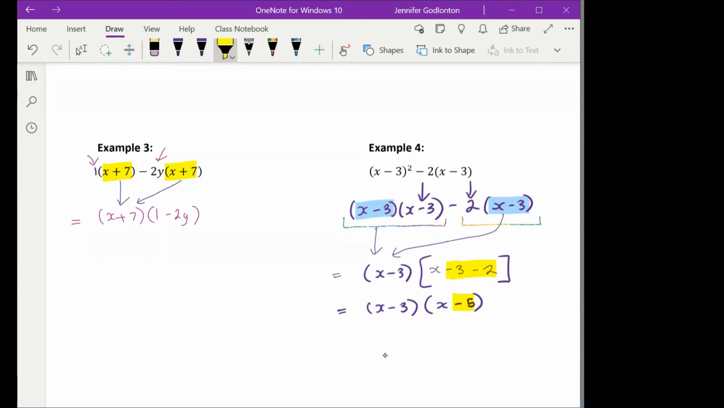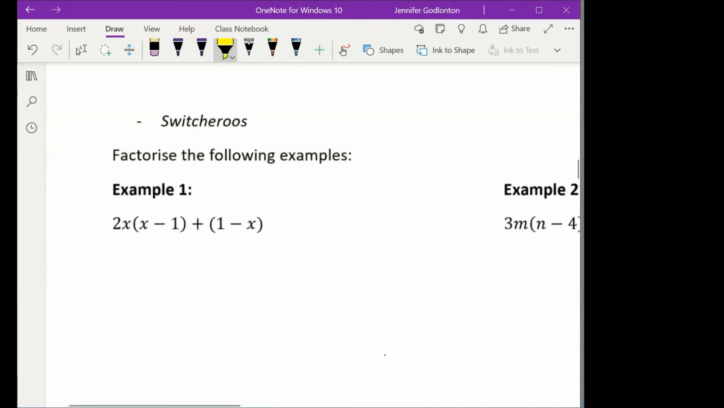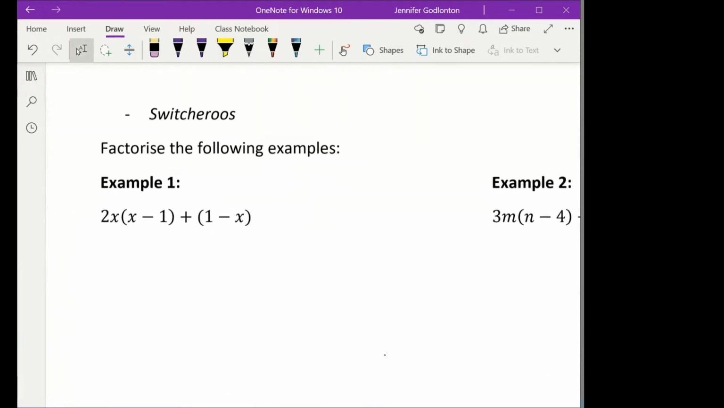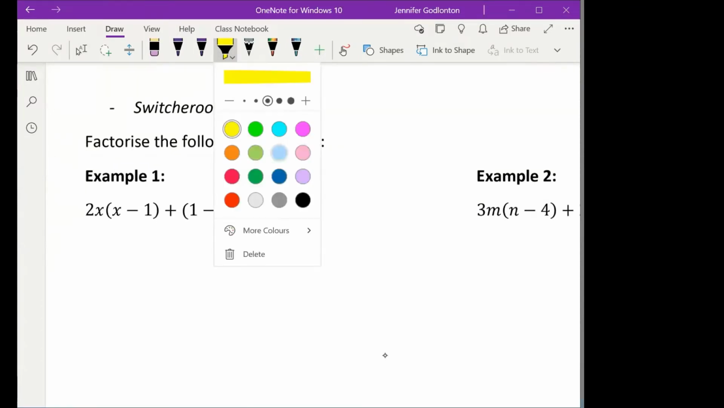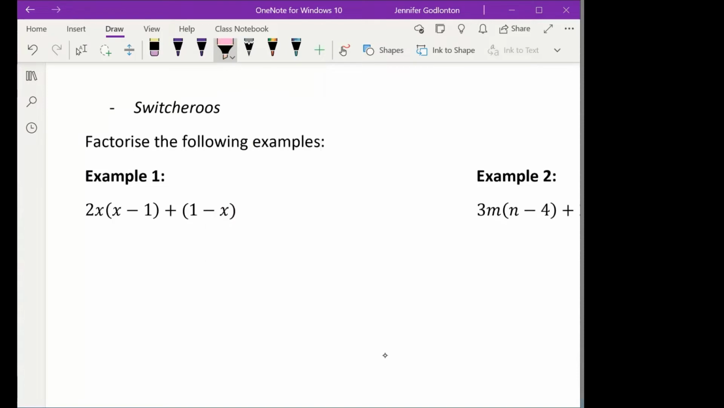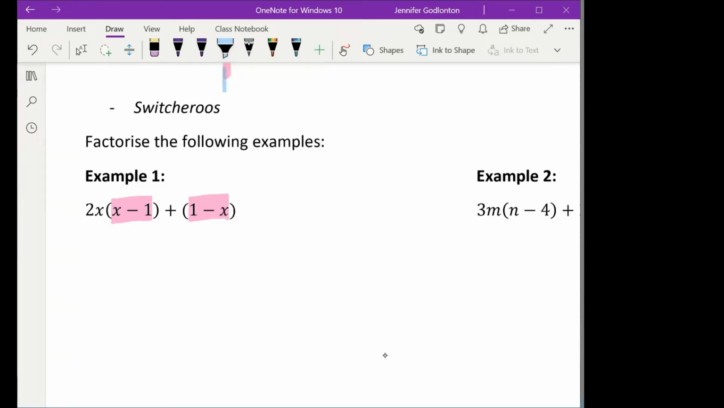Okay, let's jump into switcheroos. Switcheroos is using the same concept. Switcheroos is when we have two brackets which are very, very similar, but they are the wrong way round. So you'll have x minus 1 over here, and then in the second bracket, you've got 1 minus x. So they're very similar, but they are a little bit different.